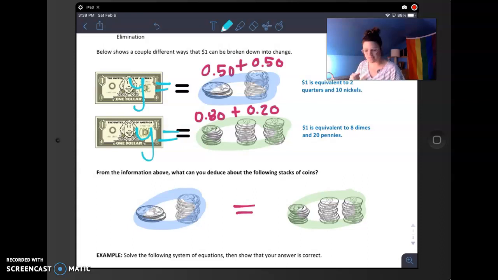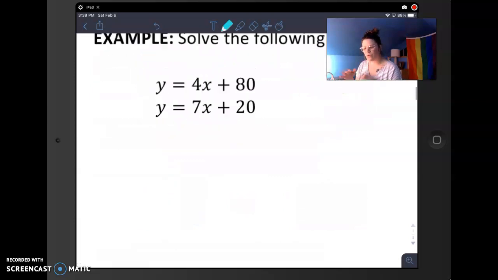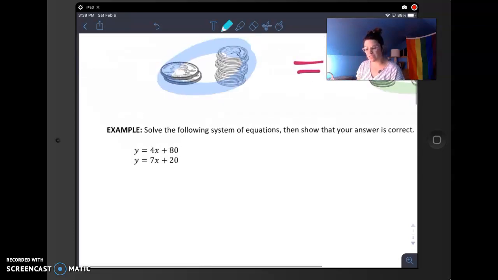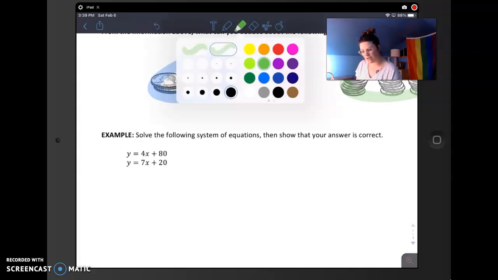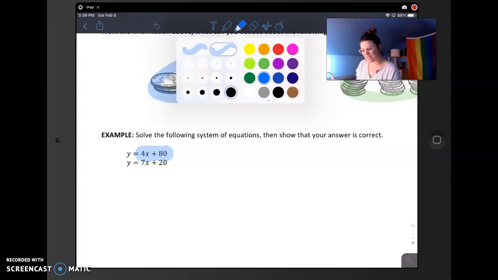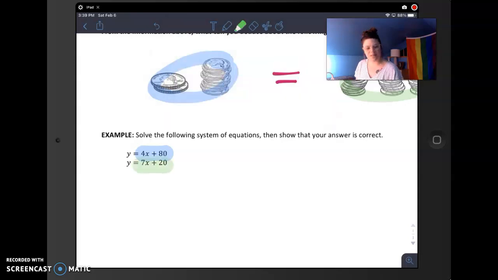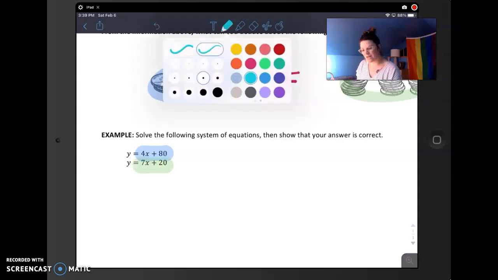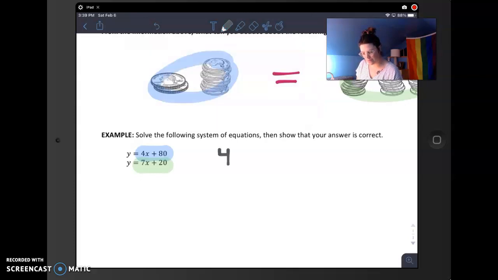So let's look at our first example. Notice how it says y equals, and it says y equals. So what you can do is the same thing we did here: we take the first stack of coins and the second stack of coins, and since they're both equal to y, we are going to rewrite the x plus 80 expressions as equal to each other. Since they're both equal to $1, they're equal to each other.